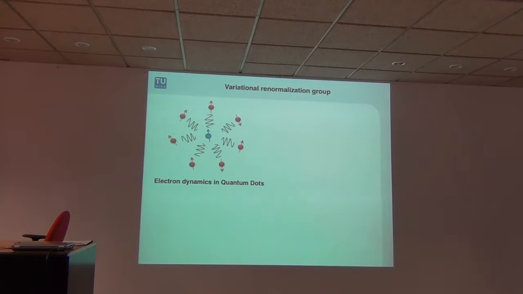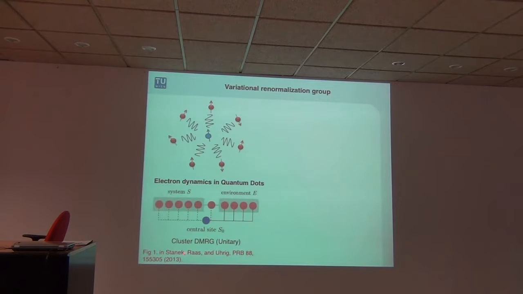One way to do it is to look at how variational renormalization methods are applied in quantum dots, where you have a quantum dot interacting with nuclear spins. In this case, you have methods known as cluster DMRG. But once more, I would like to stress that these are only doable if the system is in unitary dynamics. And you can use cluster DMRG methods.